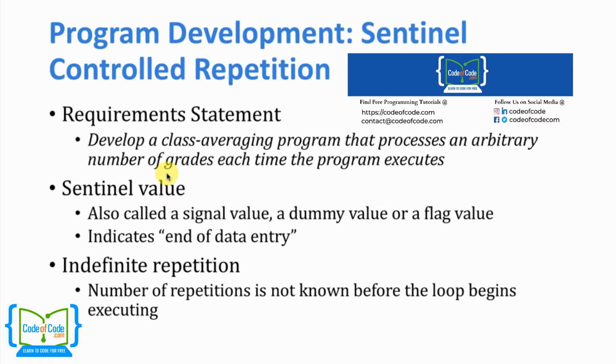Now, when we don't know in advance how much data we're going to receive, we need some sort of indication that tells us when to stop processing values and that there is no more data to process. That item is referred to as a sentinel value. Some people refer to it as a signal value, dummy value, or flag value, and basically it's an invalid piece of data that is used to indicate when the end of data entry has been reached.